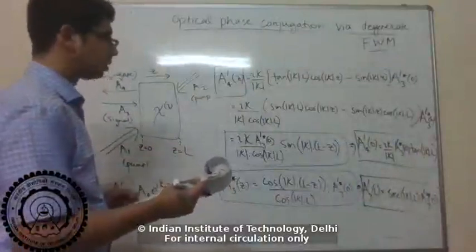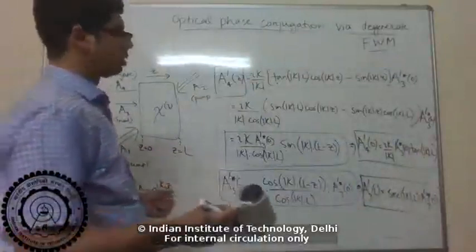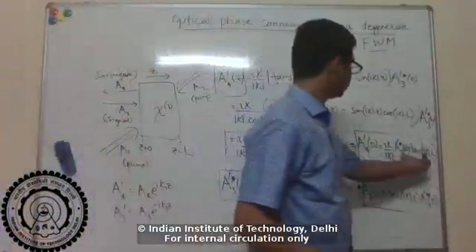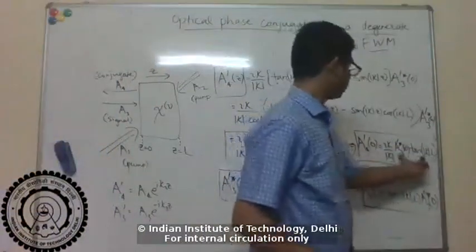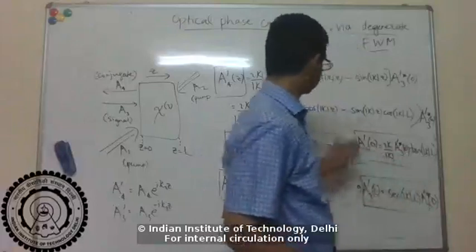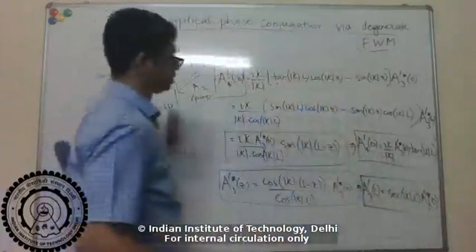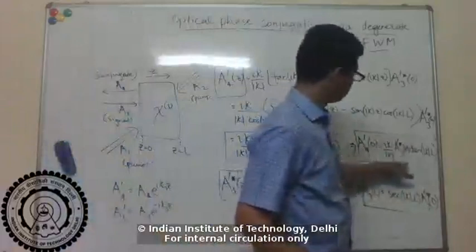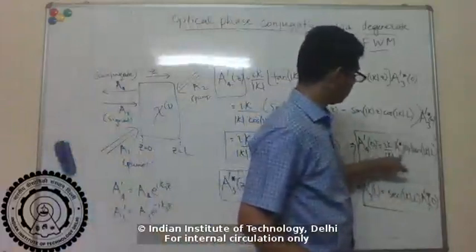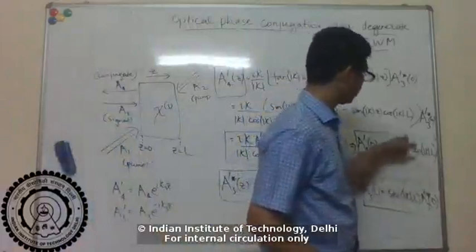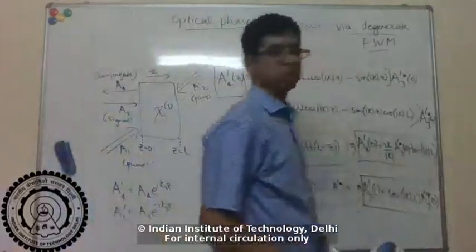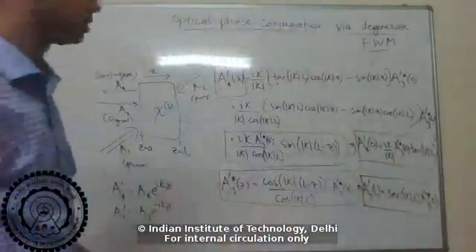Okay. So this equation basically encapsulates the whole process, right? So the reflected conjugate that we get is the conjugate of the input signal amplitude times something which is like a reflection coefficient.